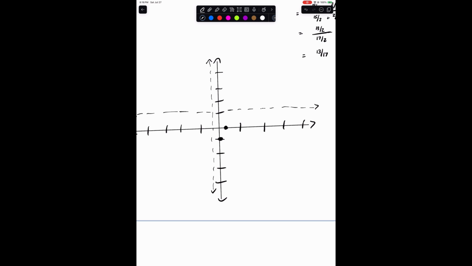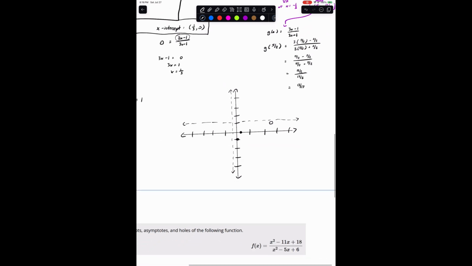So it's a little close to 1, right? So 5/2 will be around right here. So let's put a hole like right there. Okay, a hole is like a circle. It's literally a hole. So an open circle right there.